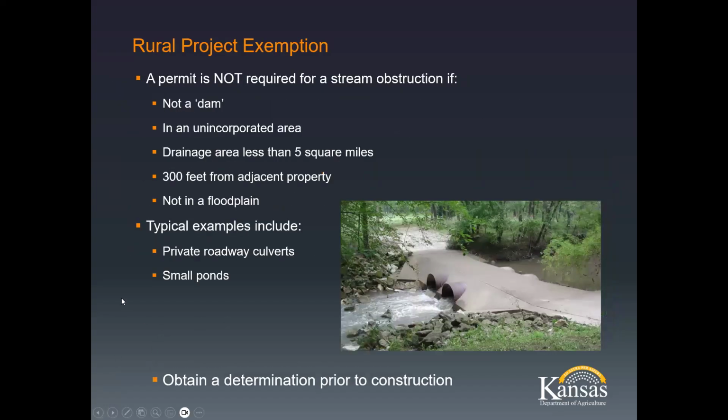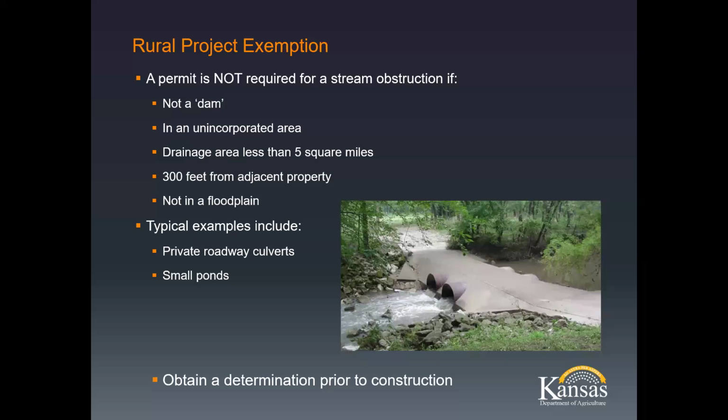There's another exemption for rural projects. A permit is not required if a stream obstruction is not a dam. Now remember that definition. A dam is 25 feet or more, or 6 feet tall, and holds back 50 acre feet of water. So if it doesn't meet that definition, then it's not a dam.